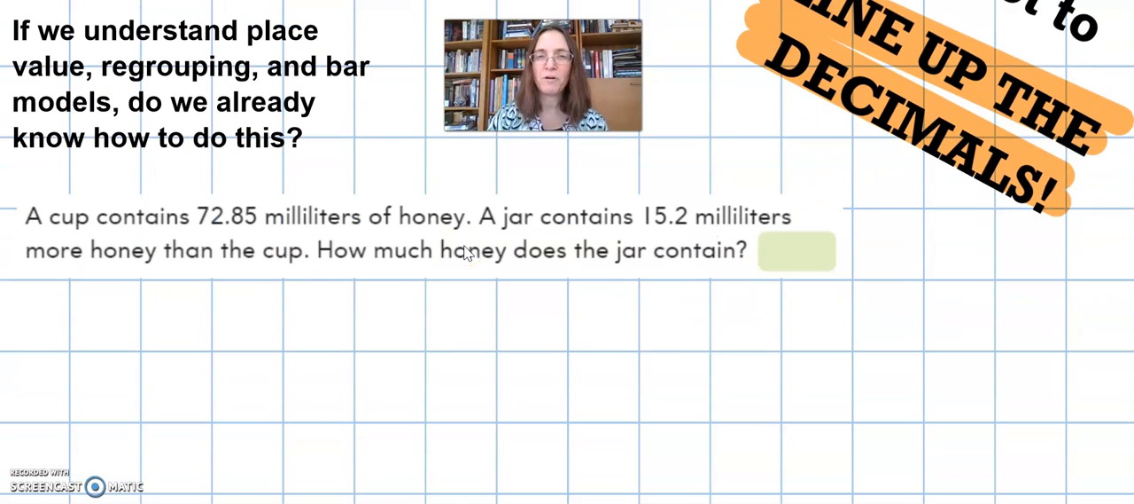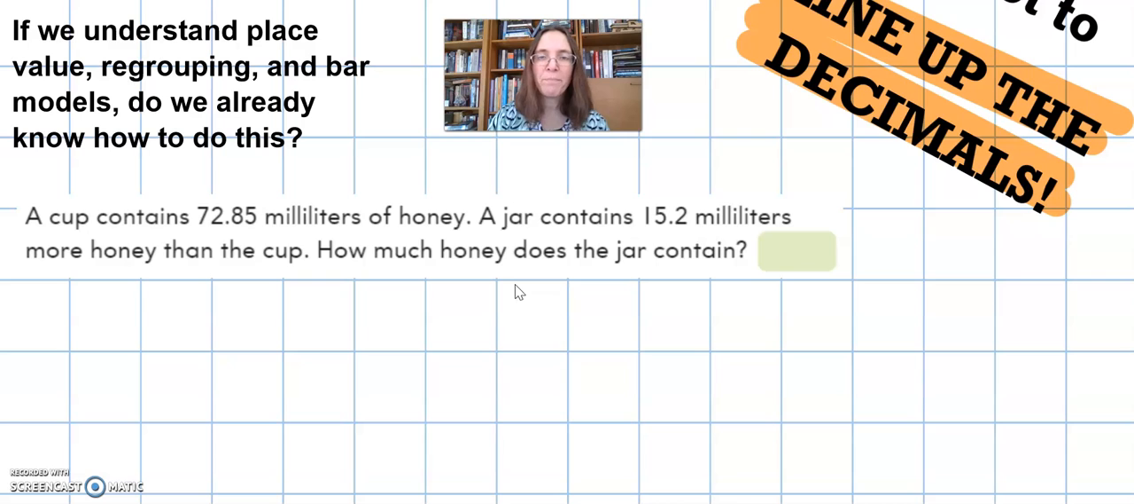So here we have a word problem involving decimals. It goes like this. A cup contains 72 and 85 hundredths milliliters of honey. A milliliter is super tiny, so this is a very precise measurement. A jar contains 15 and 2/10 milliliters more honey than the cup. How much honey does the jar contain?